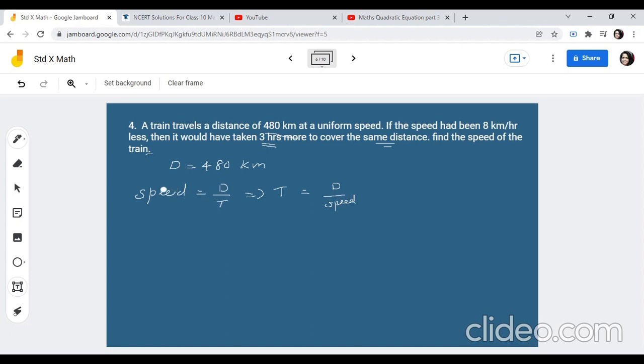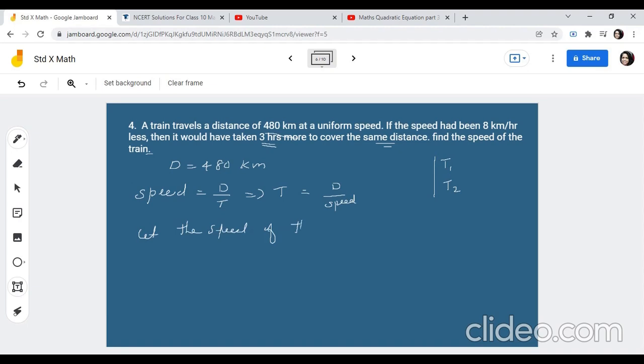I have taken t here and speed here. That's all. Why have I taken it like this? Because there is a change in time. In the first case, if you take time as t1, and in the second case, the time will be t2. Let it be there. I'll explain.